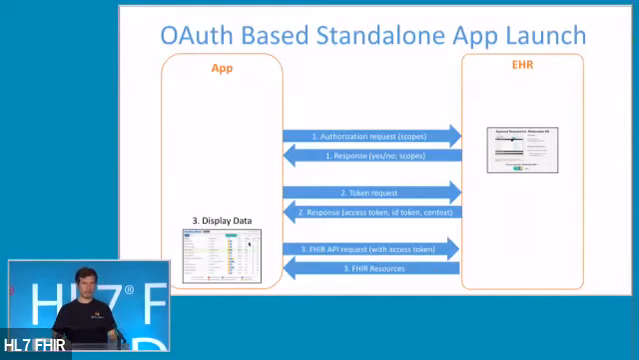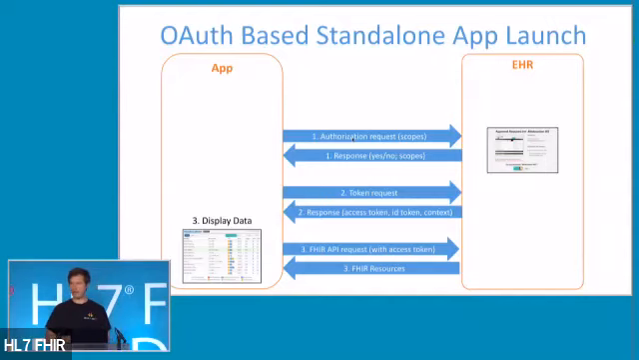And then your app can take that data and do whatever it needs to do. So that's the basic OAuth flow. And you'll see that I've labeled this slide as the SMART standalone launch, because we actually have two flavors of this flow. Standalone launch means that you're starting from the app.